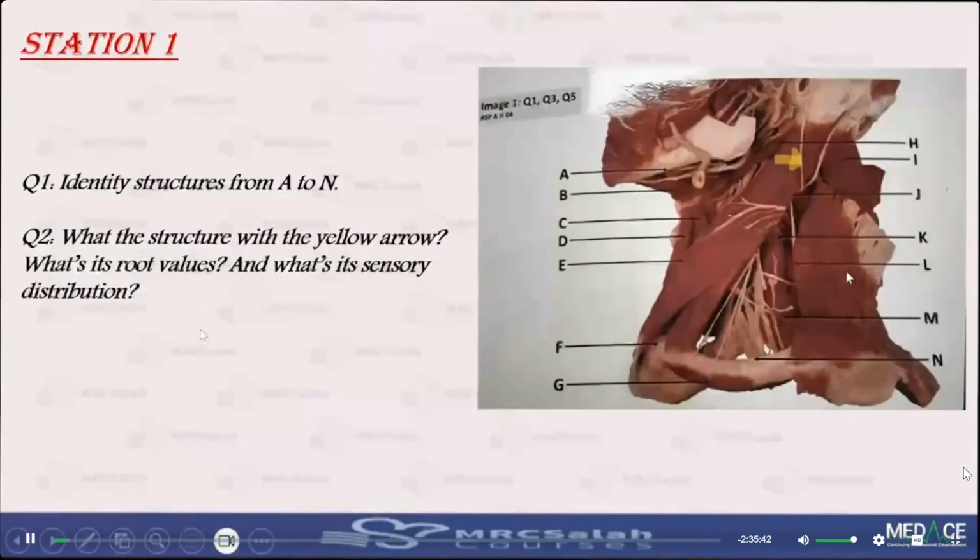Okay. What is the structure with the yellow arrow? The structure with the yellow arrow is posterior auricular nerve. Oh, great auricular nerve, sorry. What are its root values? The root value is C2 and C3. Nerve cervical 2 and cervical 3, and the sensory distribution is to the angle of the mandible, the lower half of auricle, and the skin overlying the parotid gland.